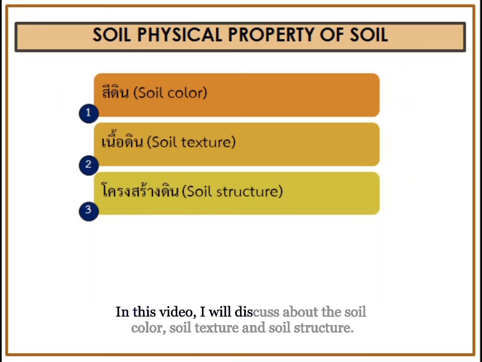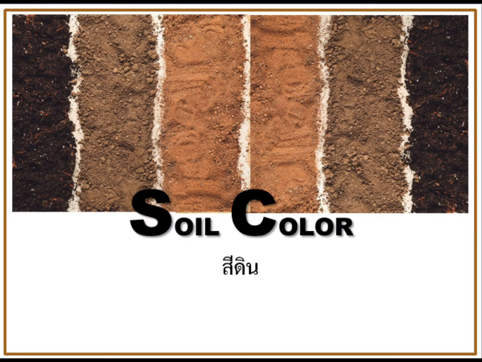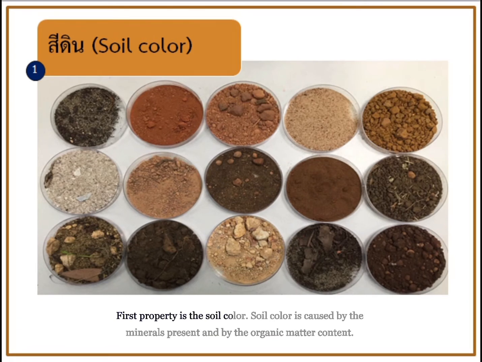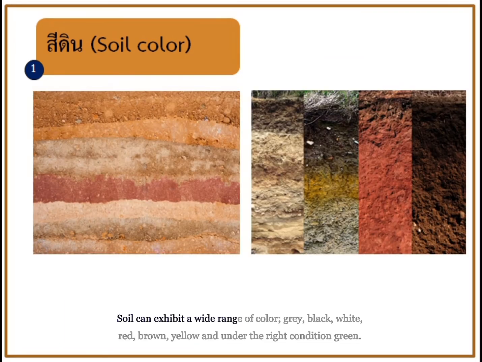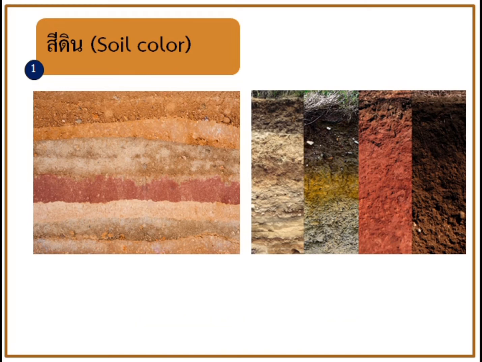In this video, I will discuss soil color, soil texture, and soil structure. First property is the soil color. Soil color is caused by the mineral presence and by the organic matter content. Soil can exhibit a wide range of colors: gray, black, white, red, brown, yellow, and under the right conditions, green.